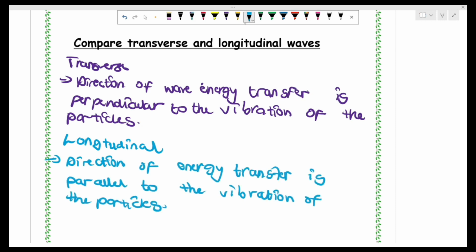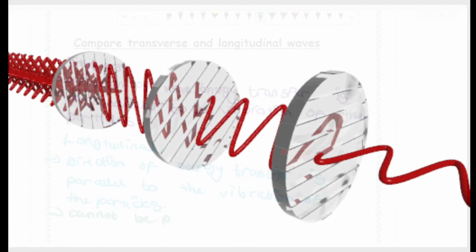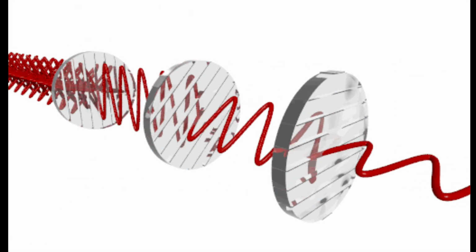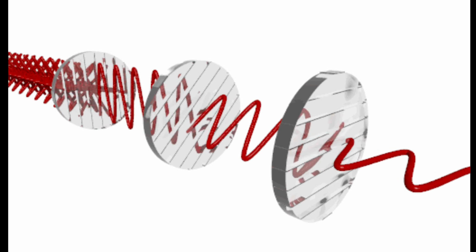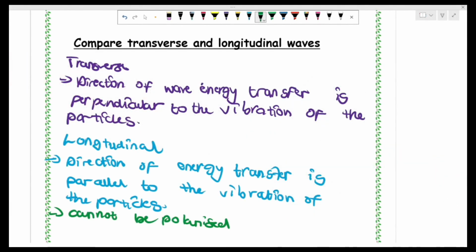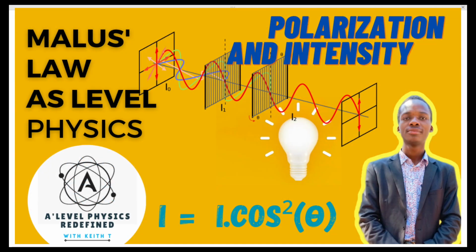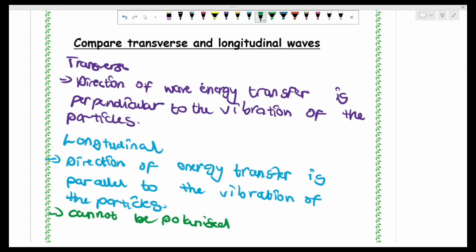Another difference is that longitudinal waves cannot be polarized. Polarization means restricted motion in a specific plane. Now, if I were to explain that, this will make this video extra long. So for you to understand polarization, I highly recommend that you watch my videos. Go on my channel and you'll see a detailed video about polarization, where I explain why longitudinal waves cannot be polarized.